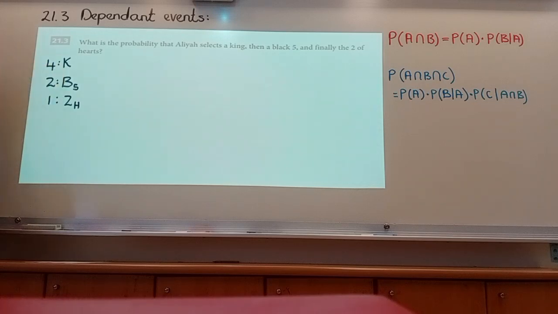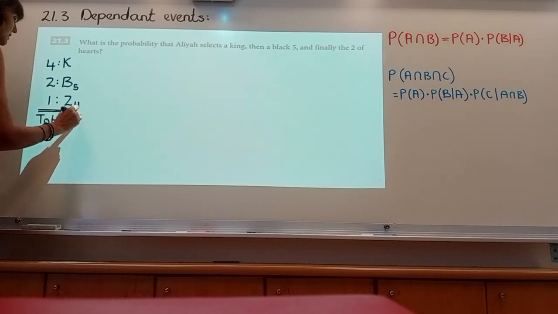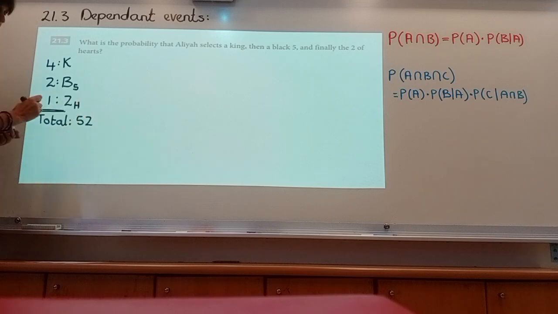How many kings do we have in a deck of cards? 4 kings. How many black 5s? That's clubs and spades. 2 black 5s. My way of writing it is a shortcut: black 5. And a 2 of hearts. Only one card in a deck. What is the total? Now I can't just go and add. The total amount, if I work with a deck of cards, is 52 cards.